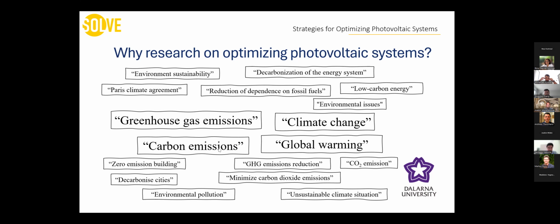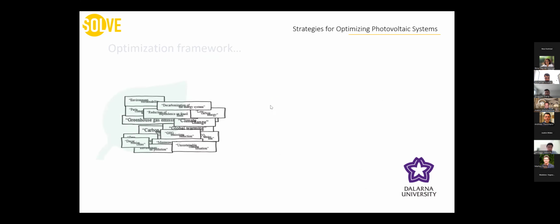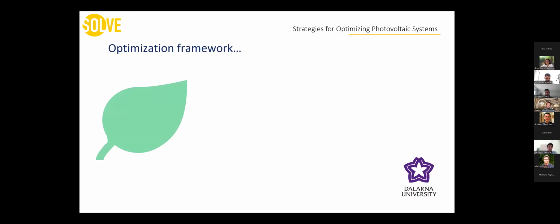Things like greenhouse gas emissions, carbon emissions, global warming, climate change, environmental sustainability, Paris Agreement, pretty much everything around climate change and some more general environmental sustainability concerns. So all of these things can be called motives.